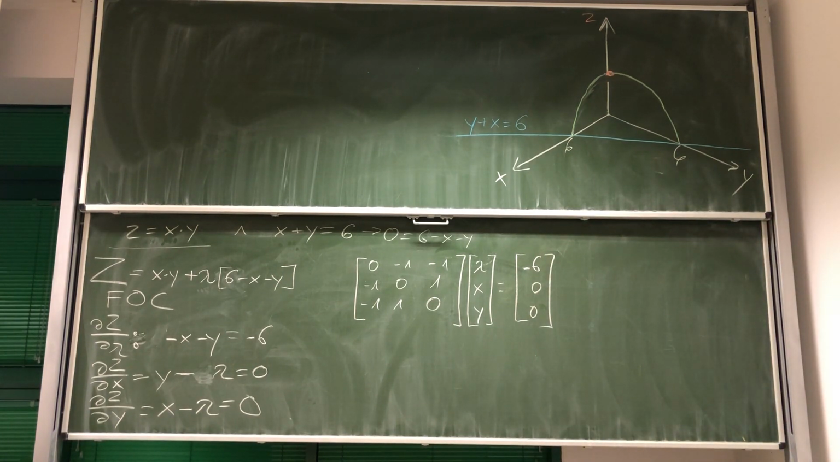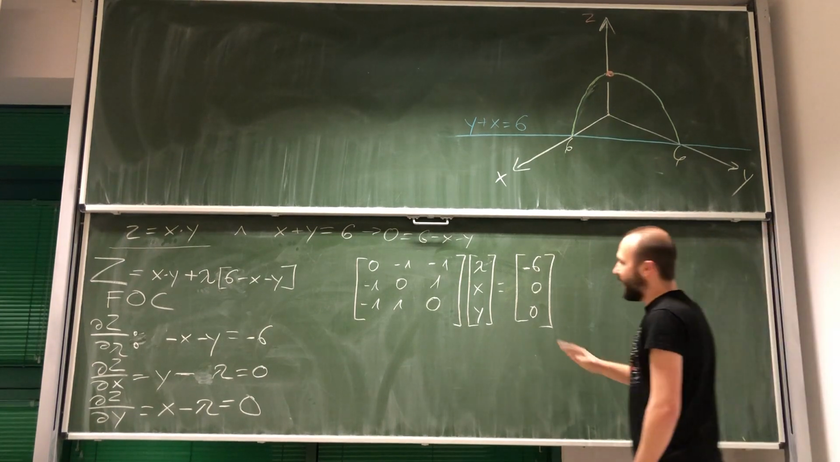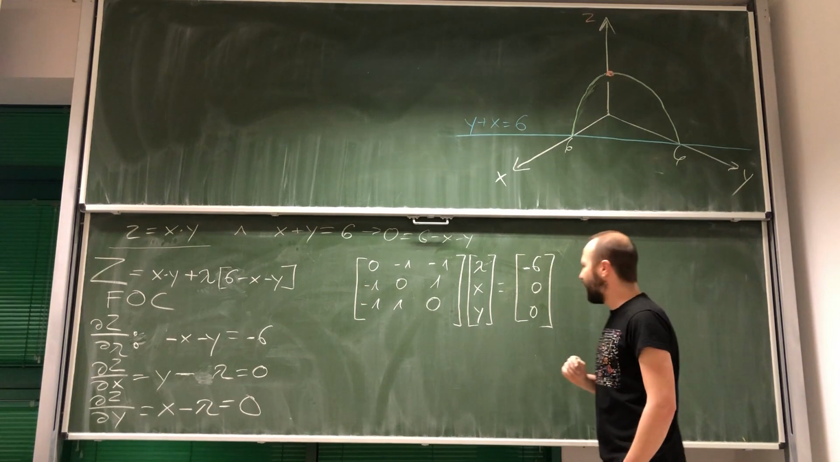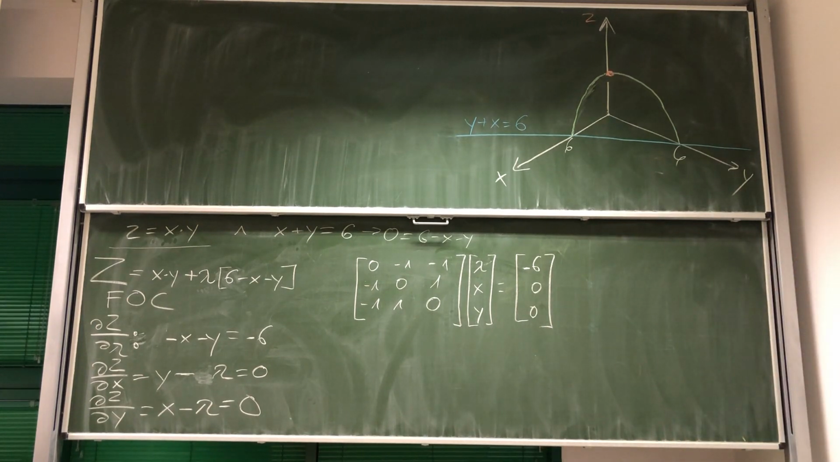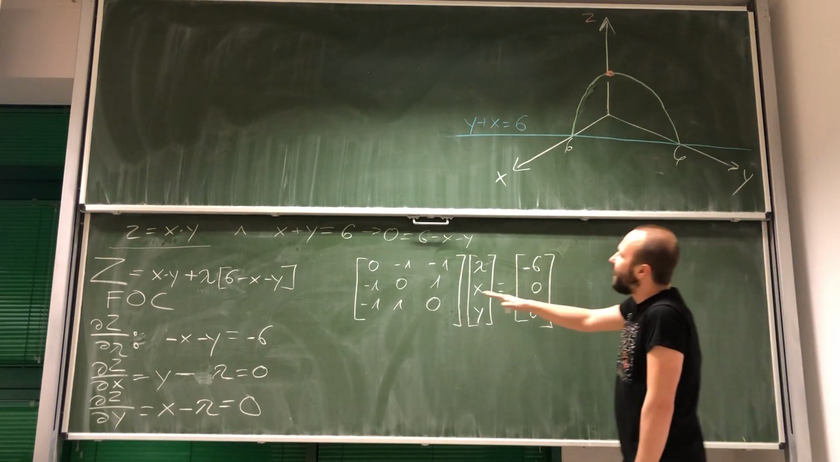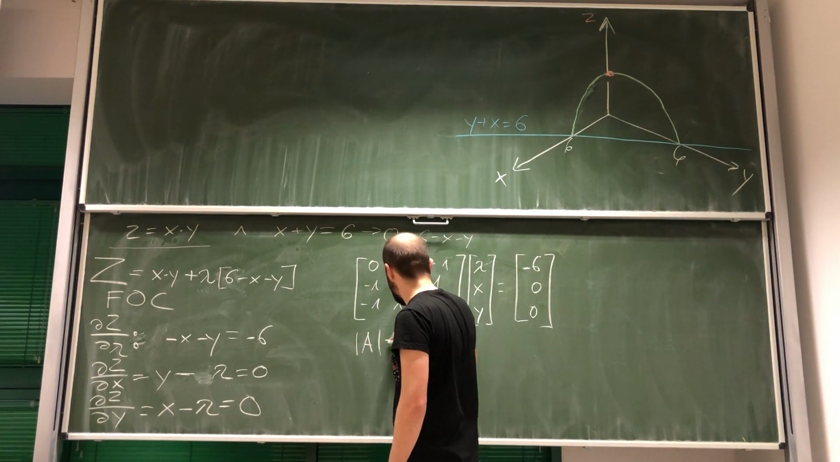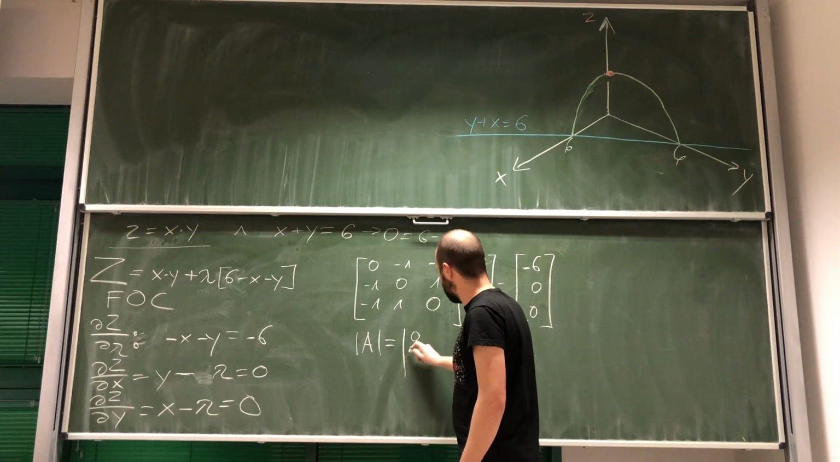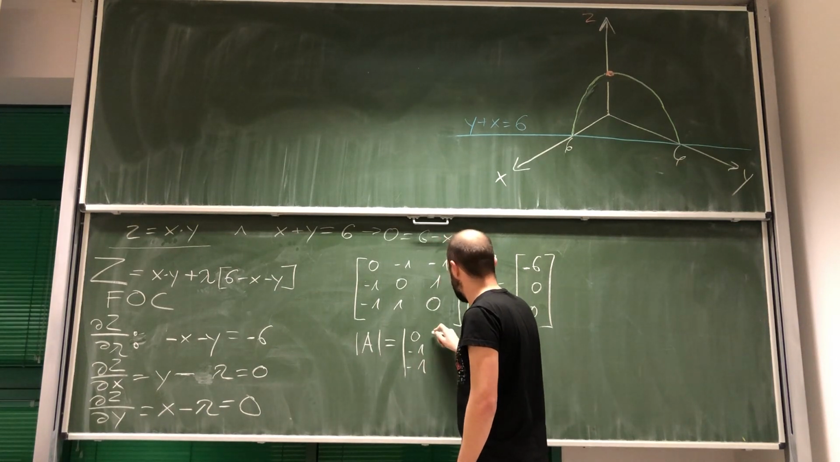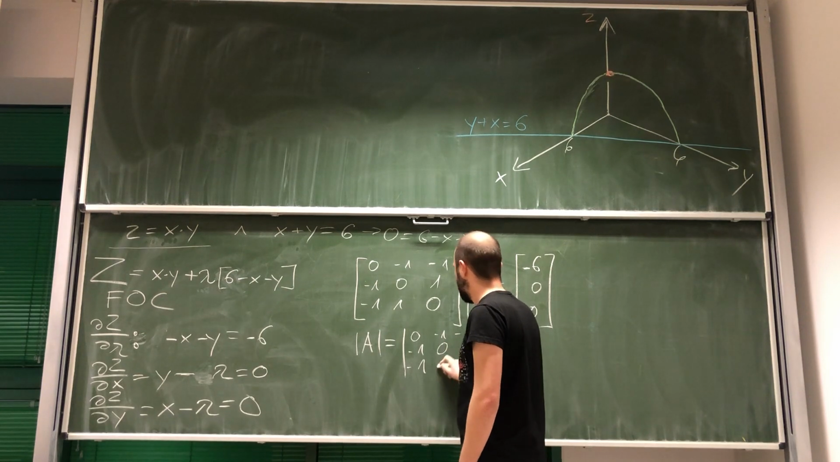Okay. Now, if we want to solve this, because we want to solve it for x and y, we don't need to do it for lambda. What do we need to do first? Well, we need to calculate the determinant. Determinant A. So, 0, negative 1, negative 1, negative 1, negative 1, 0, 1, 1, 0.